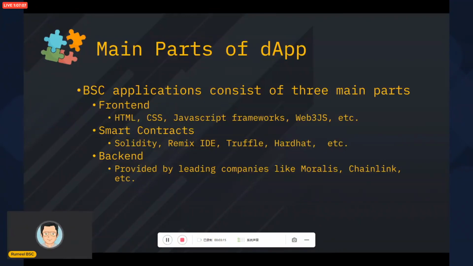For the communication from the backend logic to the front end, meaning the communication between smart contracts and the front end, we are mostly using web3.js, or you can also use ethers.js. For the smart contracts, BSC supports Solidity. You can write your smart contract on Remix IDE, Truffle, Hardhat. These are the most offered frameworks. Also, for the backend, leading companies like Moralis and Chainlink and some others are also there, so you can use any of them.